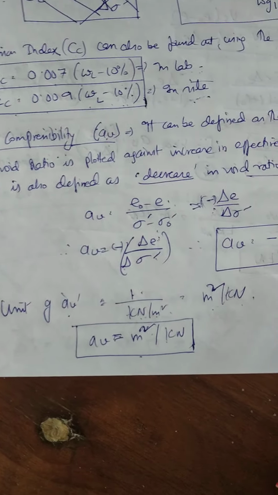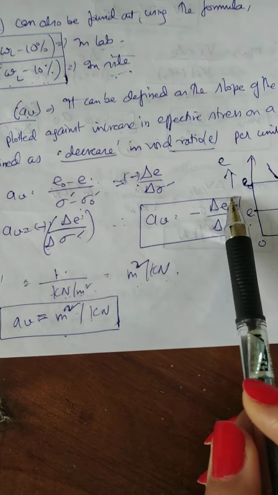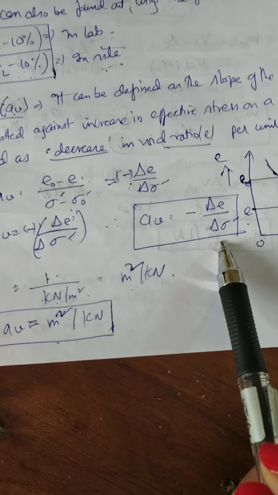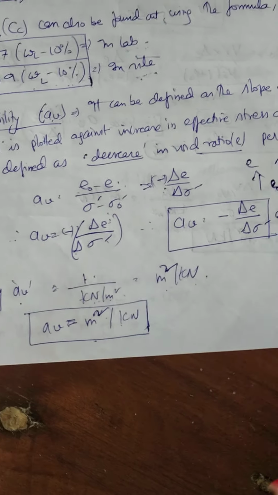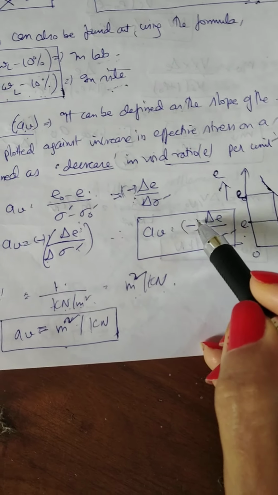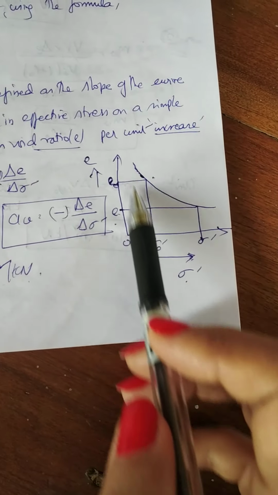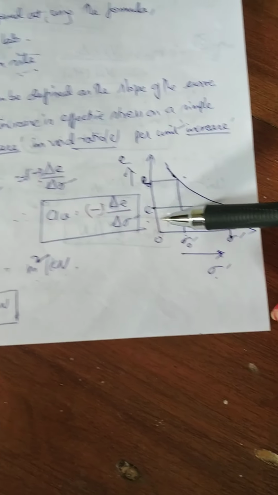So av will simply be the change in void ratio, or decrease in void ratio, due to an increase in unit effective pressure or stress. Again we put a negative sign in the front just to indicate that with the increase of pressure the void ratio is decreasing, right?